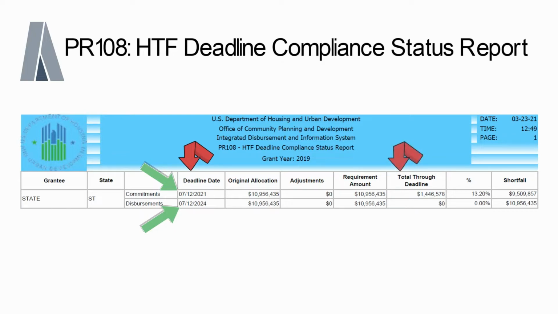The total through deadline column shows how much of a grantee's HTF funds are already committed and disbursed. And the shortfall column shows the remaining amount of HTF funds a grantee must commit and disburse in order to meet their commitment and expenditure deadline requirements.